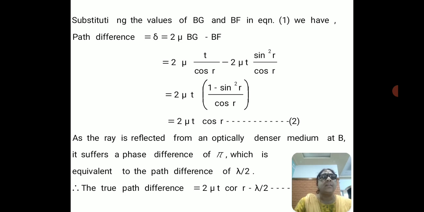But the true path difference depends upon which medium it gets reflected from. As the ray is reflected from an optically denser medium at B, it suffers a phase change of pi, which is equivalent to a path difference of lambda by 2. Therefore, the true path difference is 2 mu t cos r minus lambda by 2. Say this is equation 3.